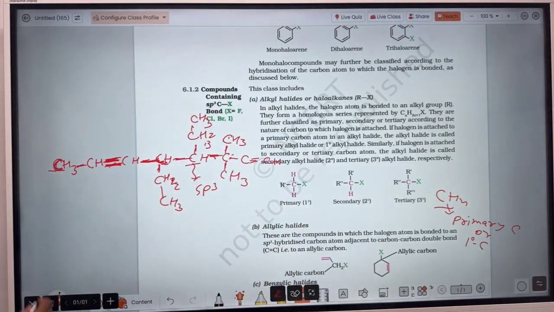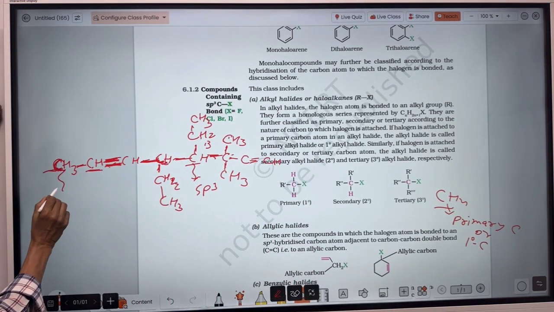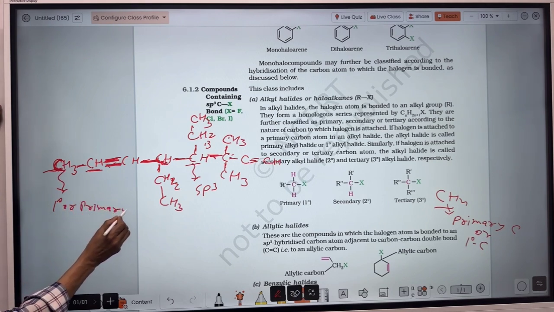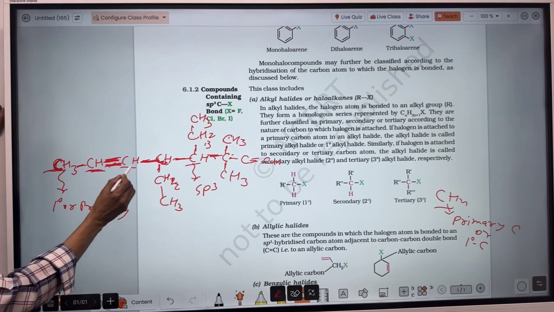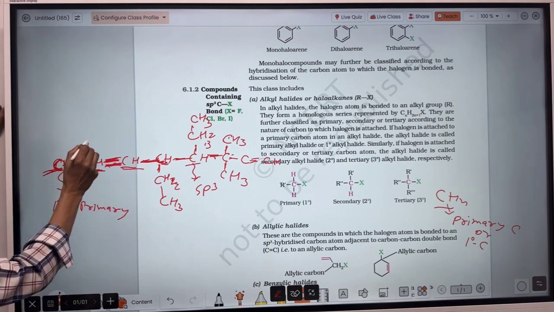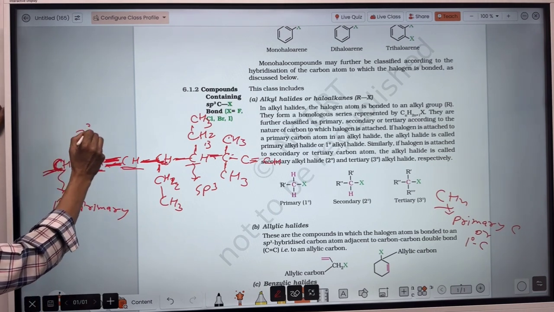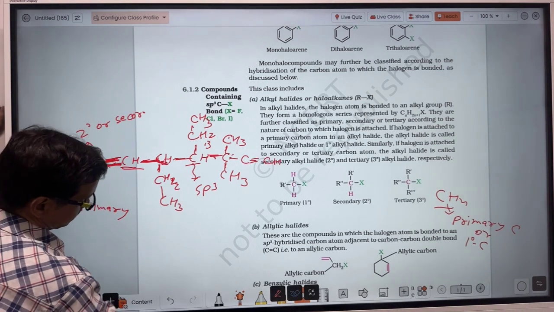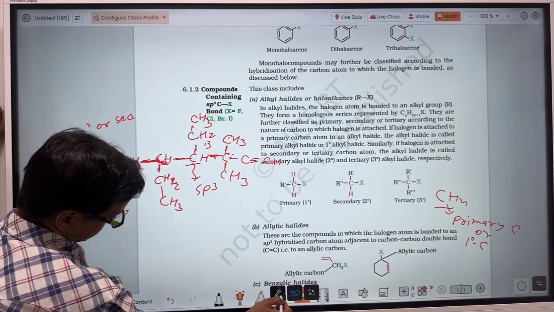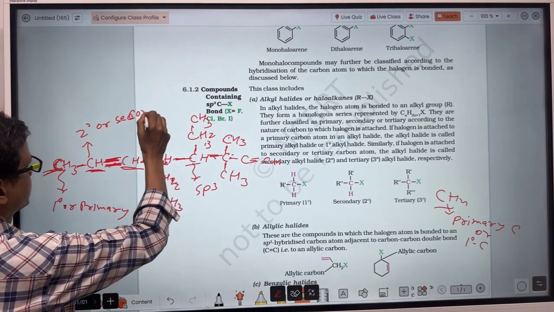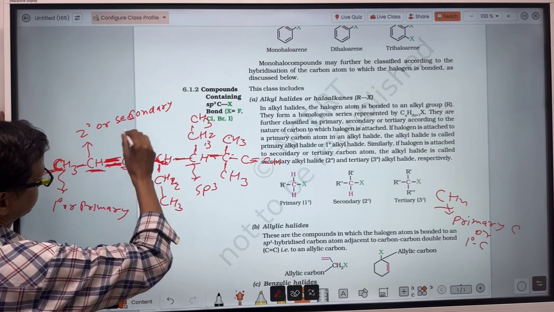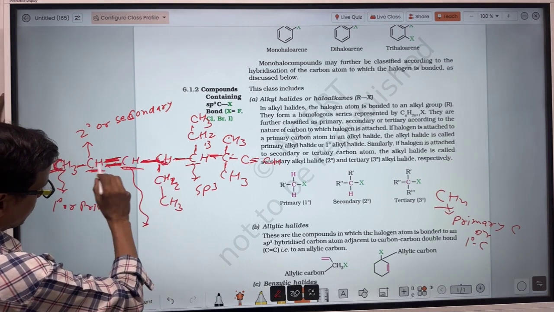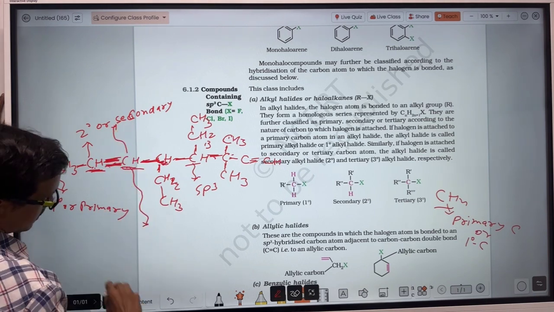Let's see about this one. This carbon is doing bond formation with only one carbon. So that's why it is 1 degree or primary carbon. This carbon is doing bond formation with this carbon as well as this carbon. So that's why this carbon will be called 2 degree or secondary carbon atom. This carbon here is also a 2-degree carbon atom or secondary carbon atom.